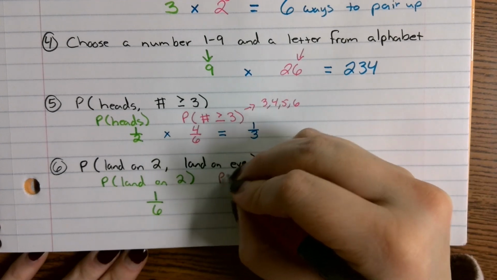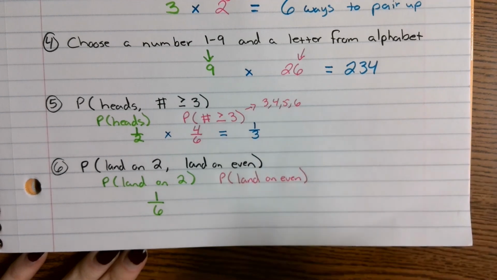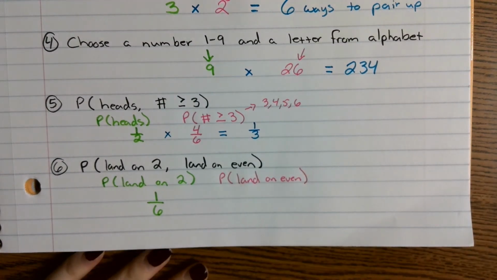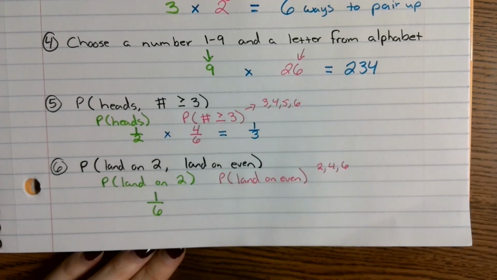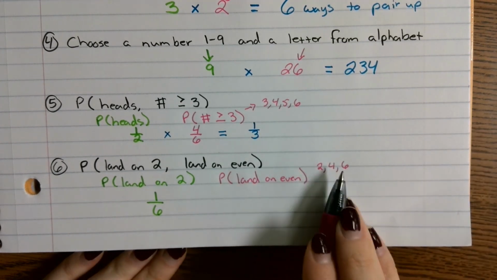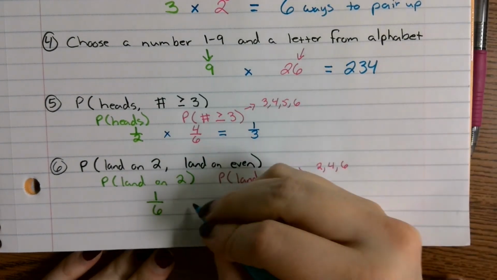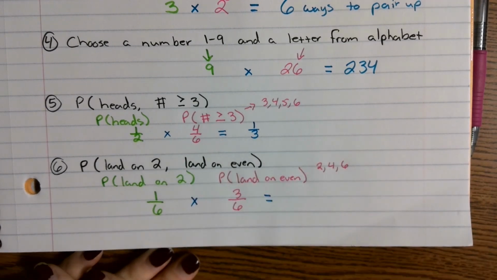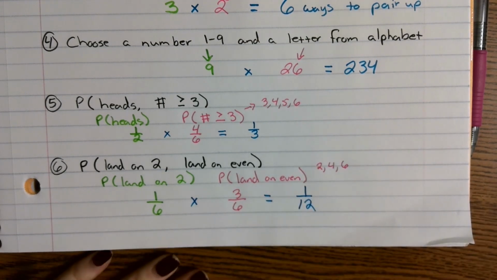Okay? The probability that I'm going to land on an even number, 3 out of 6. Good, because what are my even numbers? 2, 4, and 6. Those are my even numbers, 2, 4, and 6. There's 3 even numbers out of 6. And then you just multiply. 1/6 times 3/6 is 1/12. Any questions about this? It's pretty simple.